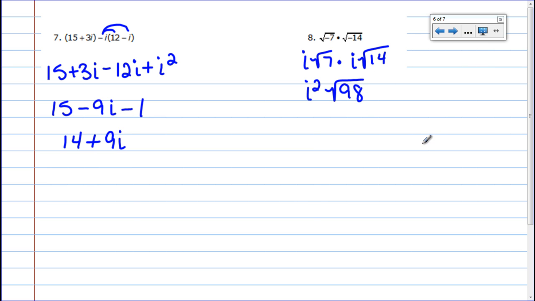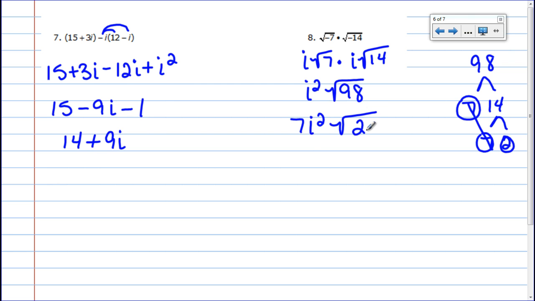And I'm going to break down that 98. So 98 breaks down into, well, I just did 7 times 14 to get it. So there's a prime. This is 7 times 2. So there's another one. So I have a pair of 7s. So I'm going to pull a 7 out with my i squared. So I have 7 i squared, and the single 2 stays inside. But i squared is negative 1, so it's going to change the sign, and this is going to become negative 7 radical 2.